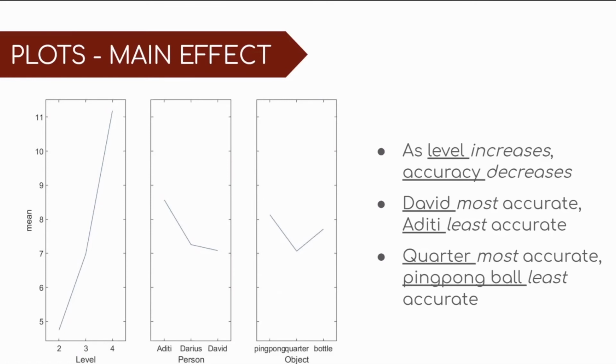Looking at the first graph, the mean, which is basically, like we said before, the mean of the distances from the target center versus the levels, it looks as if as the level increases, the accuracy decreases. The second graph shows us that David seems to be the most accurate, as DT is the least. And then the object graph, the third one, shows us that the quarter seems to be the most accurate projectile being thrown, as opposed to the ping pong ball, which is the least accurate.